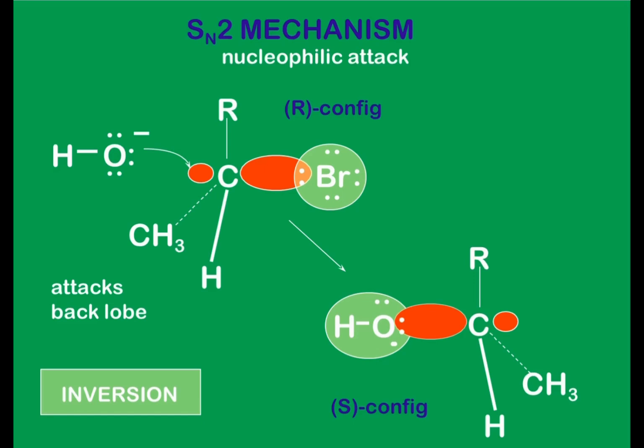So watch this point in SN2 reactions: inversion happens when the hydroxide attacks from the back lobe, and it inverts the configuration of the structure from R to S or vice versa.